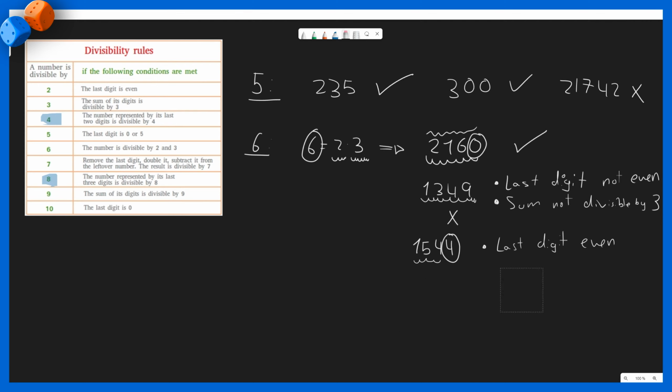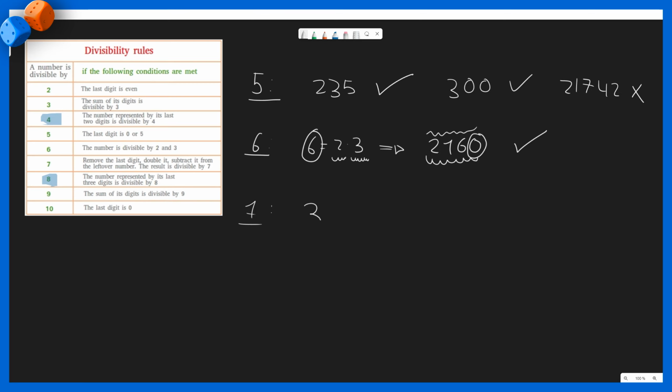Let's get to the number 7. Let's take for example 3591. To check if a number is divisible by number 7, we should take all the number without the last digit, and now we have to subtract from this number 2 times the unit digit.